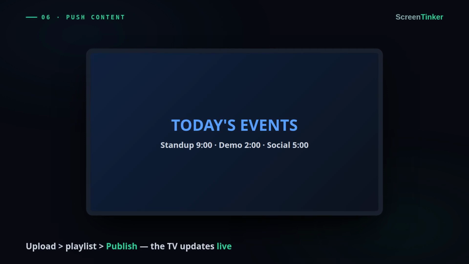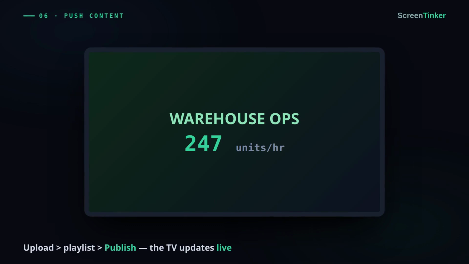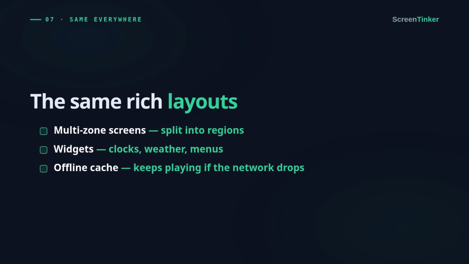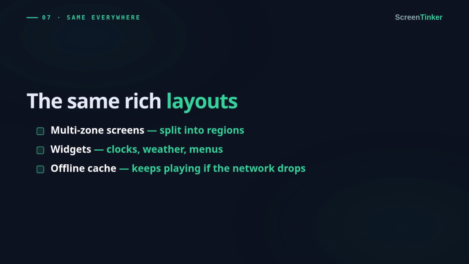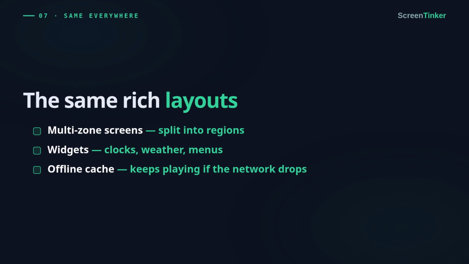You can schedule by time of day, split the screen into zones, even build a video wall across several panels. It renders the same rich layouts as the rest of ScreenTinker, multi-zone screens, widgets like clocks and menus, and it keeps displaying your content even if the network drops.